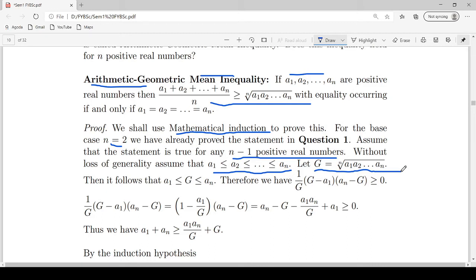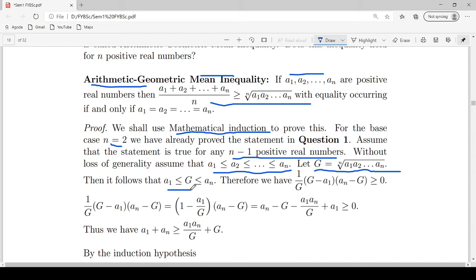Now observe that each of these numbers a1, a2, an is greater equal a1. Therefore, the product a1 into a2 into a3 up to an is greater equal a1 raised to n. And if you take the nth root, you will have nth root of a1 raised to n is less equal nth root of a1 a2 an, but nth root of this product a1 a2 an is equal to g. Therefore you can say a1 is less equal g.